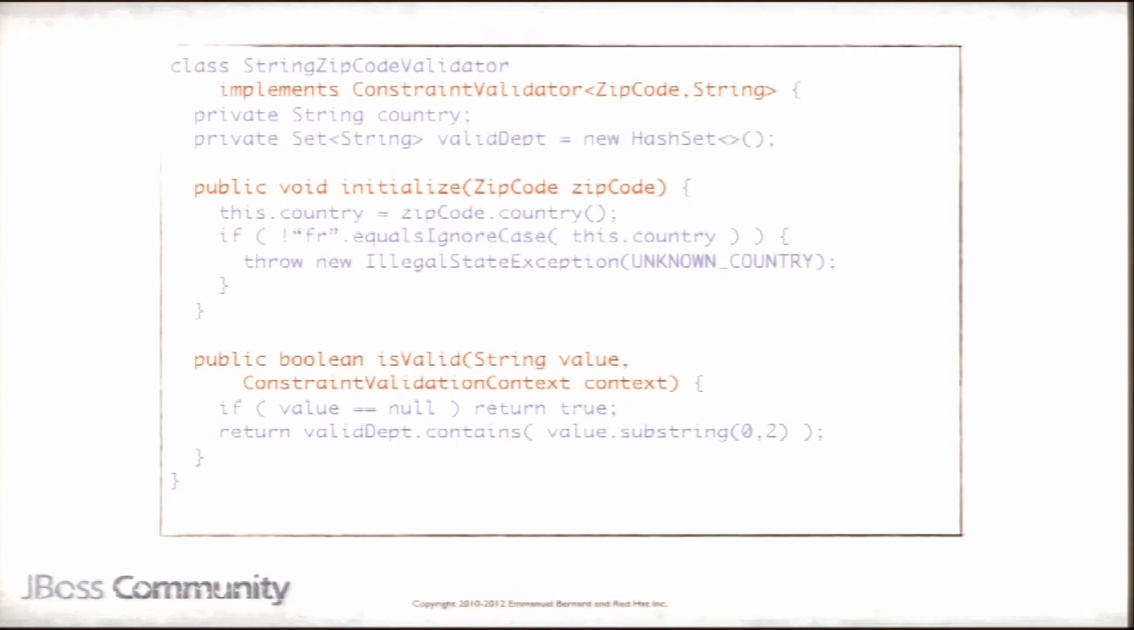And I need to implement 2 methods. Initialize, which gives you the annotation, so I can retrieve specific properties. The second one is isValid. Basically, I should return true if it's valid and false if it's not valid. Very simple. We try to focus on the validation logic, and the engine takes care of the messaging, error reporting, and everything like that. Good?